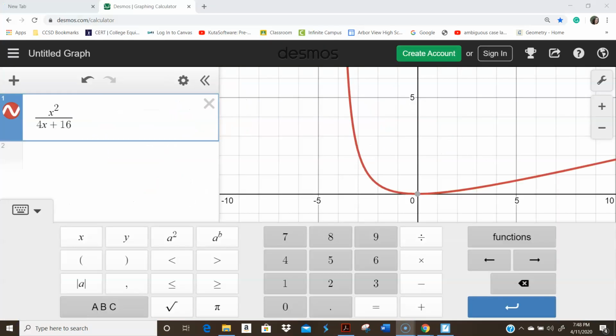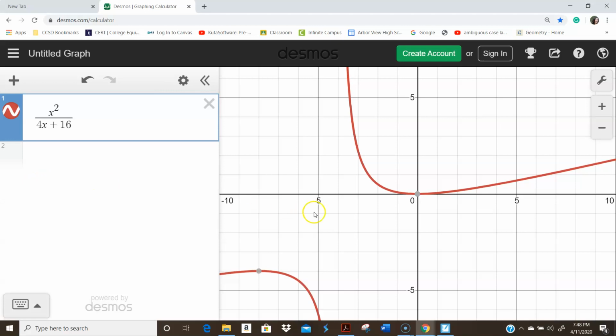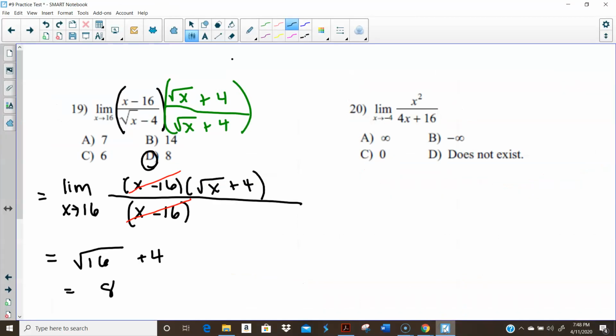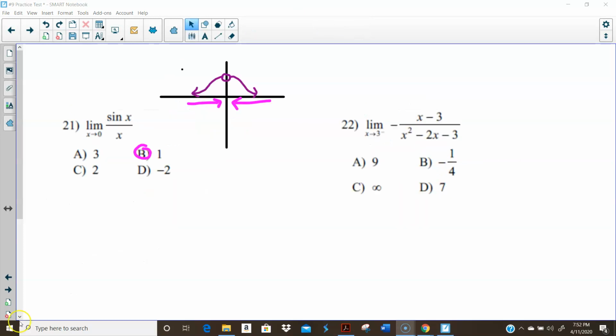So I just used Desmos to graph it, and here's the graph of this function, and you can see that there is a vertical asymptote at negative 4, and so we are going to need to determine if I'm coming into this from the left-hand side, then I'm dropping to negative infinity, and if I'm coming into negative 4 from the right-hand side, I'm going up to infinity. And so that means that the limit is not going to exist because I can't approach from two different places.